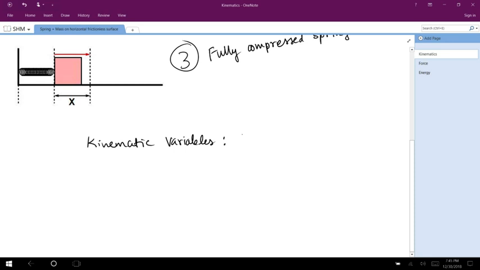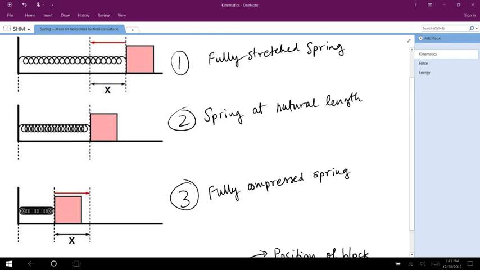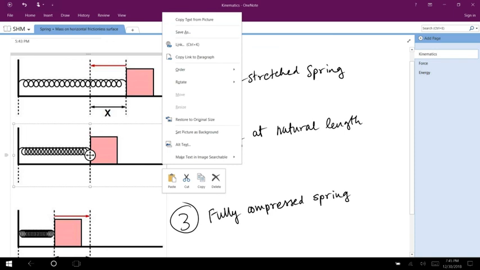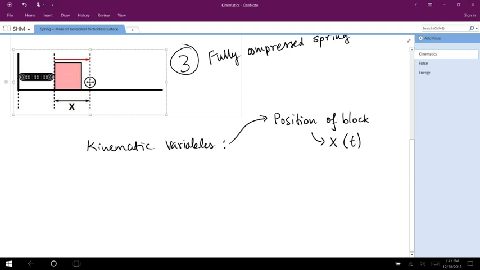In this particular case, we can talk first about the position of the block. Let's say that we denote the position of the block with x as a function of t. And as you can see, in these 3 situations, x, which is the position of the block relative to where the spring was at its natural length, is changing with time. So the position of the block is a function of time, x as a function of t.